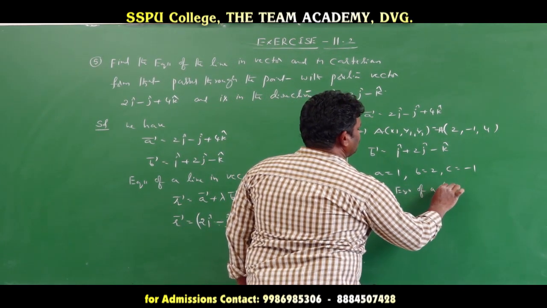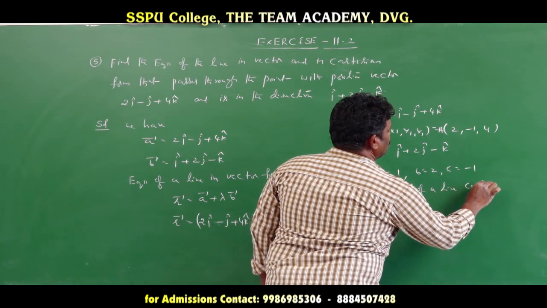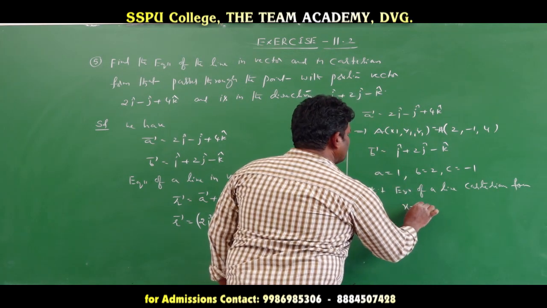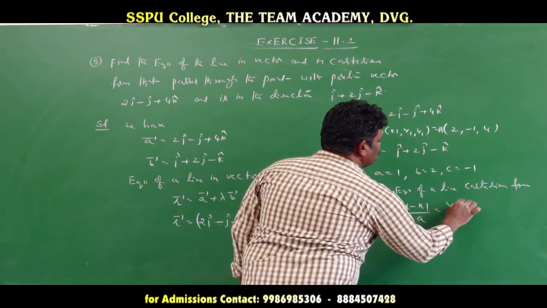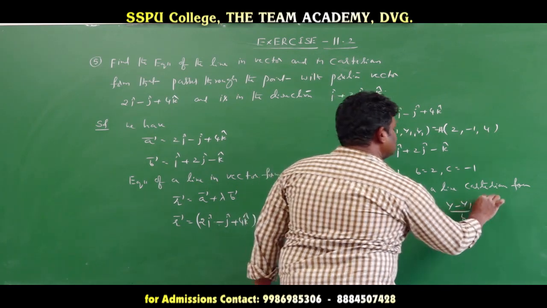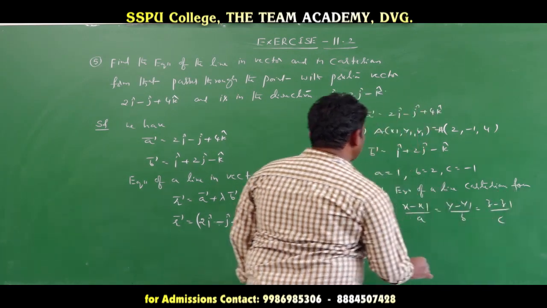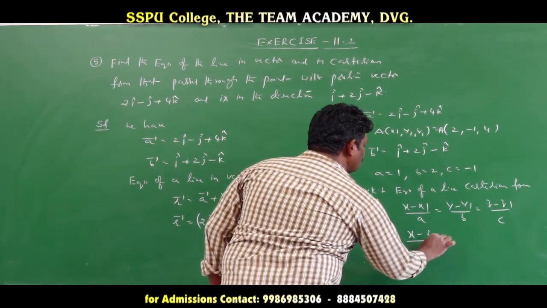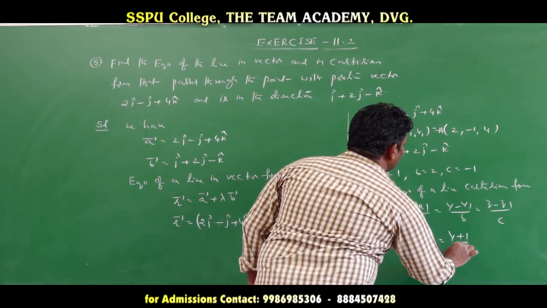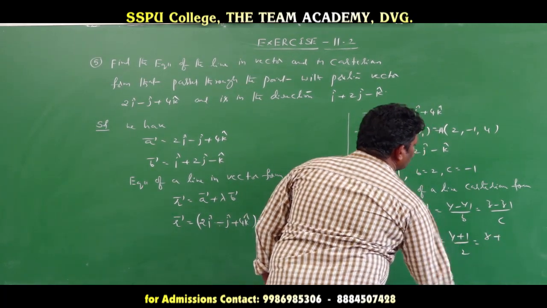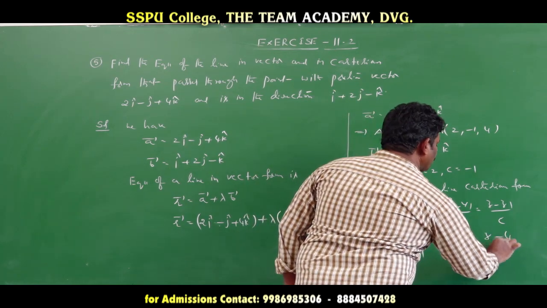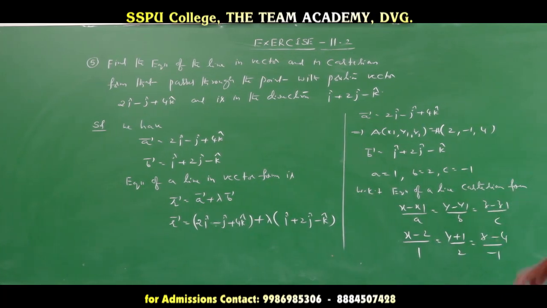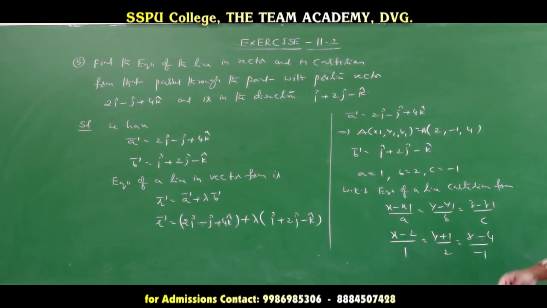in Cartesian form is (x minus x1) by a is equal to (y minus y1) by b is equal to (z minus z1) by c. Then (x minus 2) by 1 is equal to (y plus 1) by 2 is equal to (z minus 4) by minus 1. Now this is the Cartesian equation of the given line, and that is the vector equation of the given line.